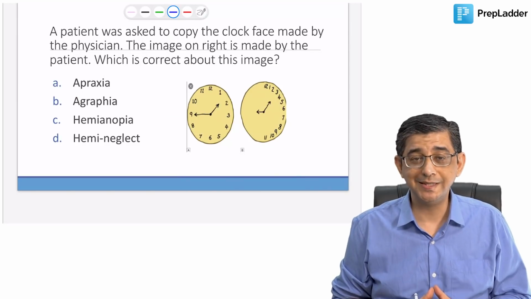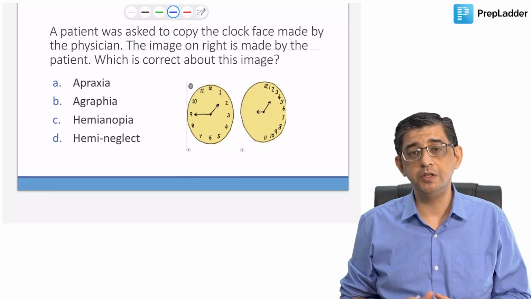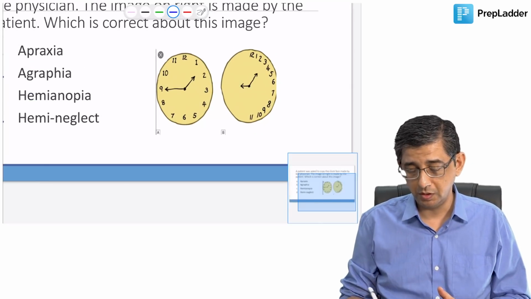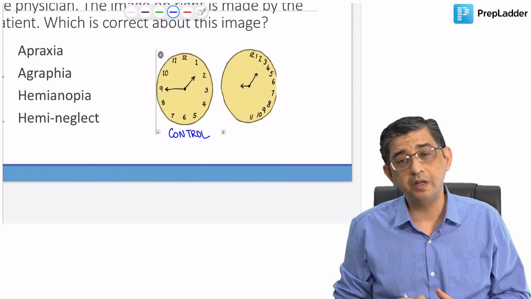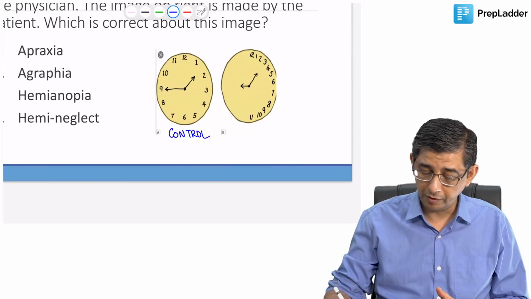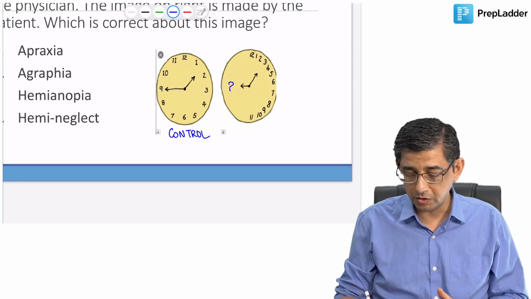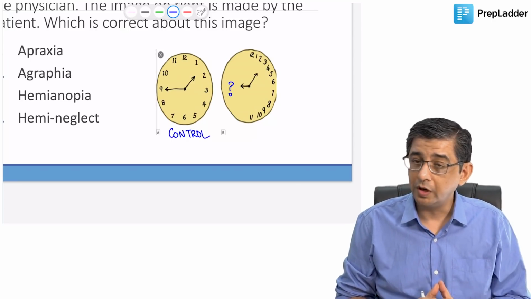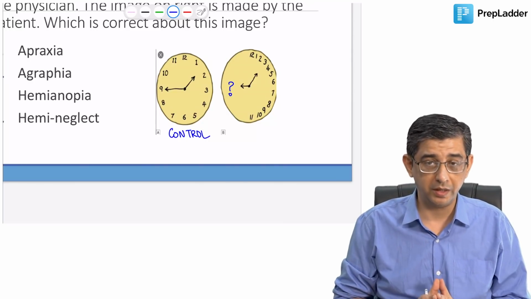Coming to the next one, he said a patient was asked to copy the clock face made by the physician. The image on the right is made by the patient, whereas the one on the left is made by the physician. This is the control. This is what you and I can draw. But you will notice that in this particular patient, he is able to write from 12 to 11, something like that, but he does not mention any numbers on one particular side. The majority of guys have answered this question as hemi-neglect, which is not the correct answer.